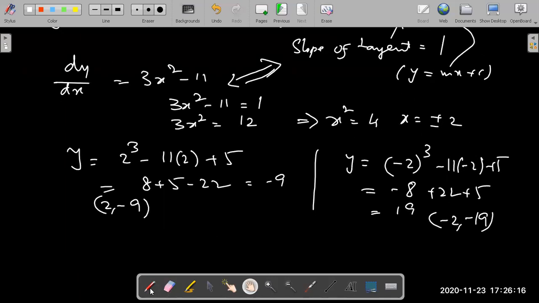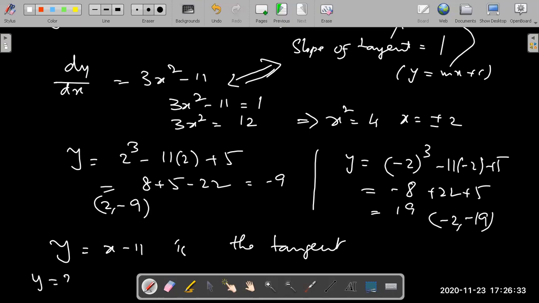Okay? So our equation is y is equal to x minus 11, that is the tangent. So let's suppose I substitute 2 here. When I substitute x equal to 2, then y is equal to 2 minus 11, therefore minus 9, so that is working. Now I substitute minus 2 here. So y is equal to minus 2 minus 11. So I'm getting minus 13. So this is invalid.